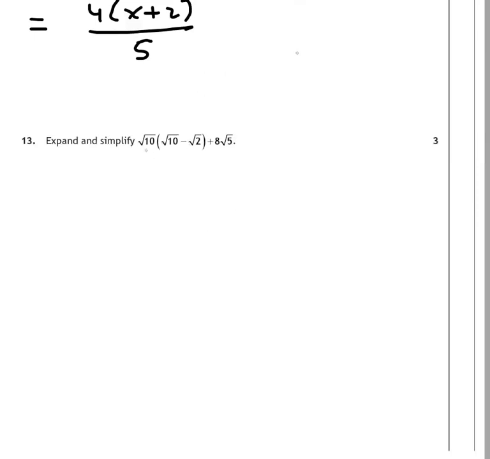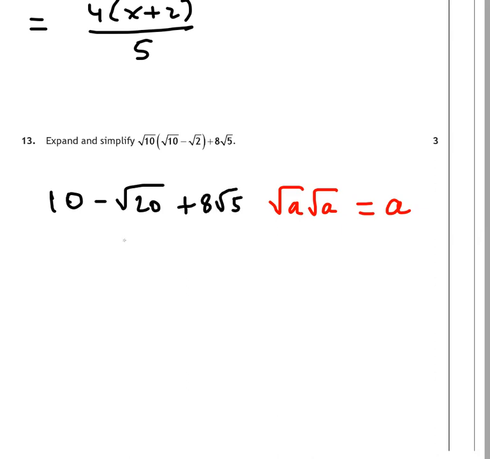Expand and simplify root 10 times root 10 minus root 2 plus 8 root 5. So root 10 times root 10 is just 10. And that's actually a rule that you can just memorize. So root a times root a would always just be a. And then root 10 times minus root 2 is minus root 20, because you just multiply both numbers under the square root, plus 8 root 5.